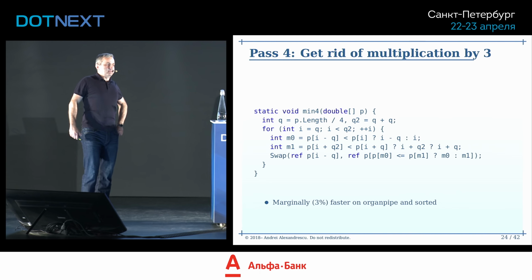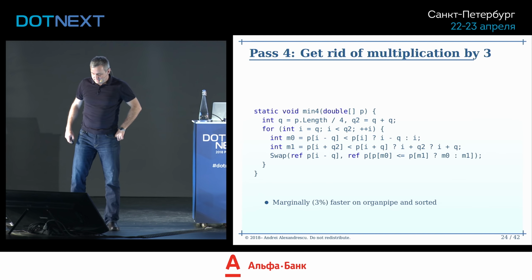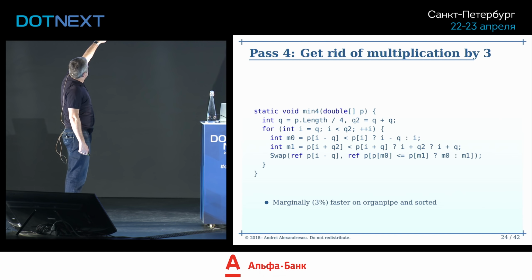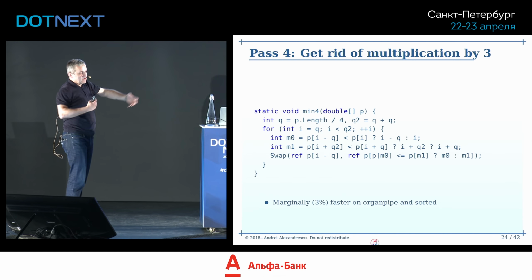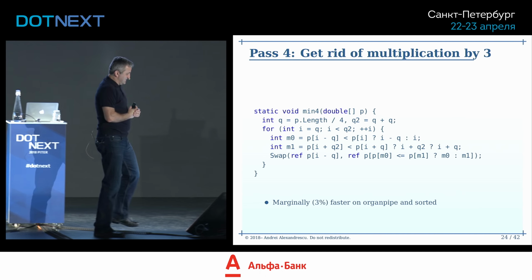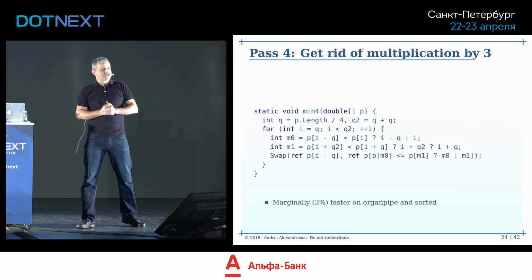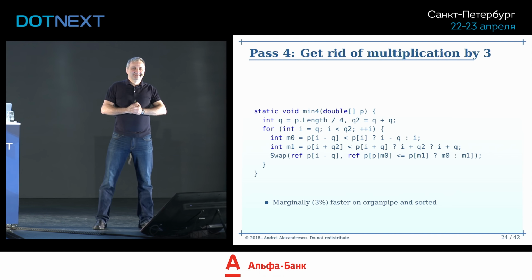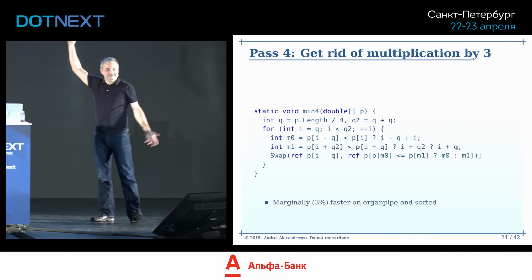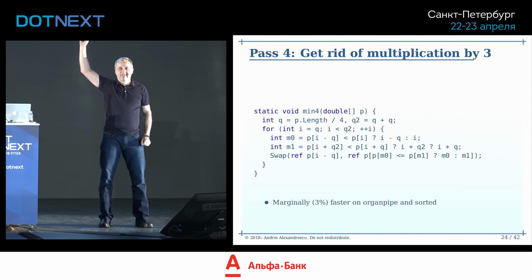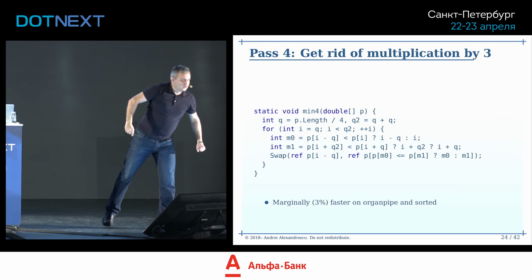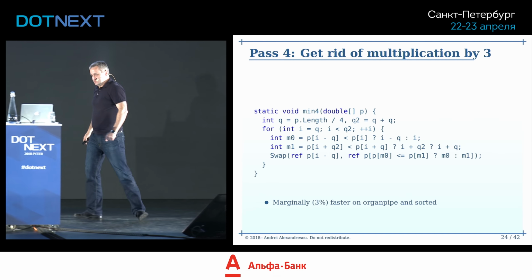Pass number 4, multiplication by 3 is awkward. Let's get rid of it. So instead of 3q, I'm going to do things like q plus q, and I'm going to restructure the loop to get rid of multiplication by 3. And I got a whole bunch of like 3%. Nothing to write home about. More ideas. Let's get ideas. Sorry? Remove the ternary operators. Yes.